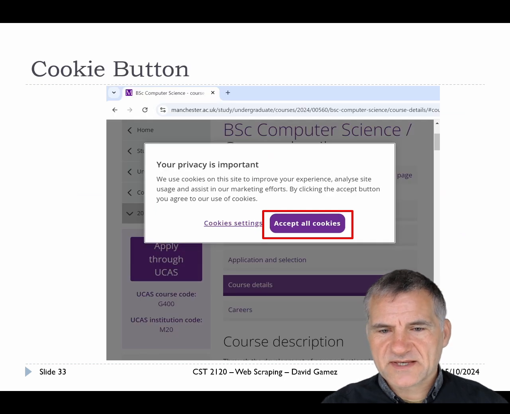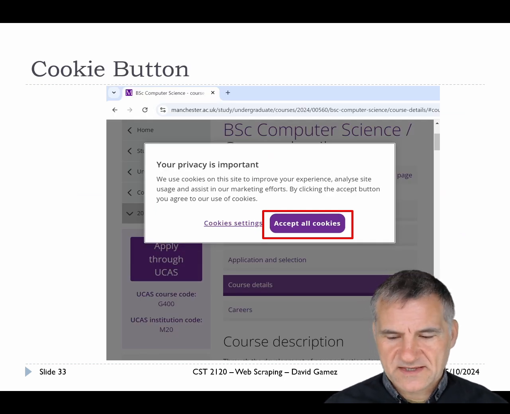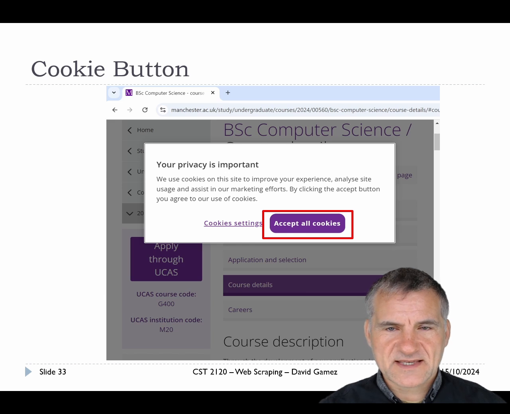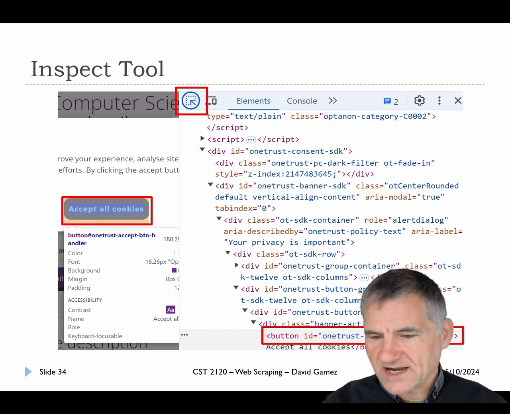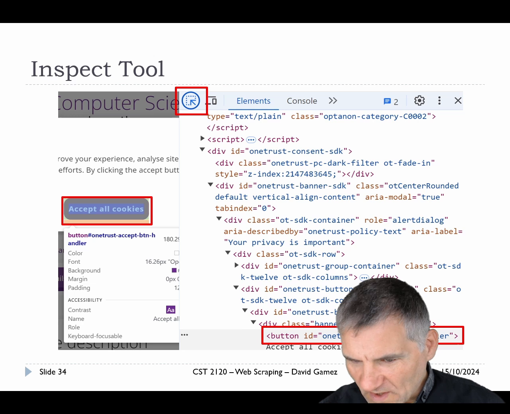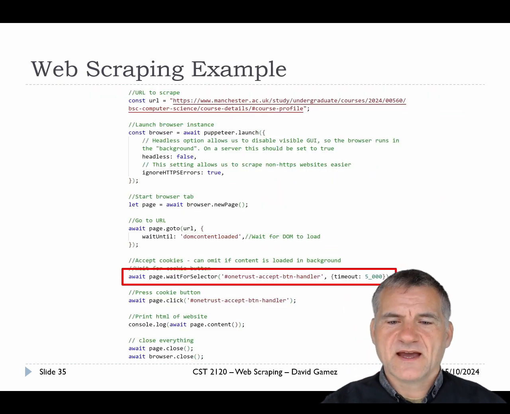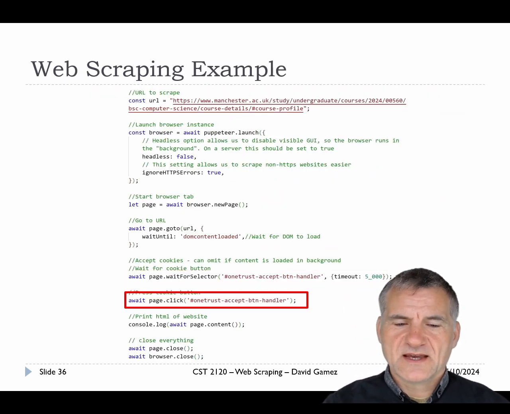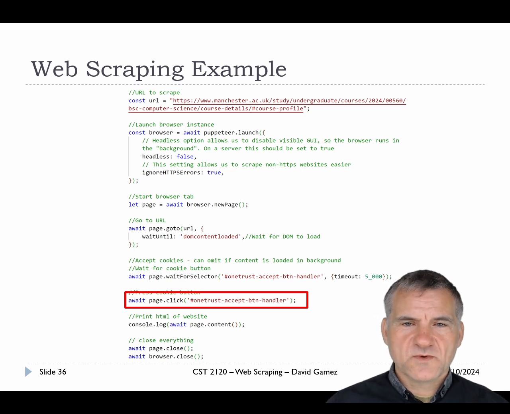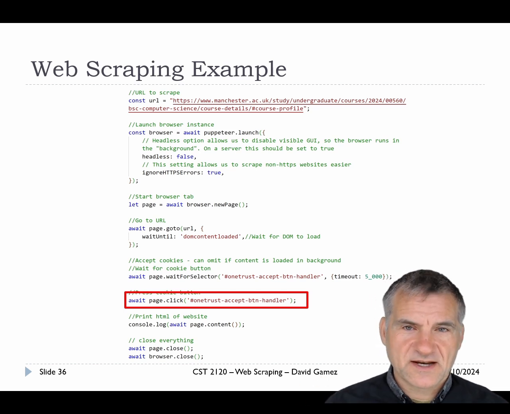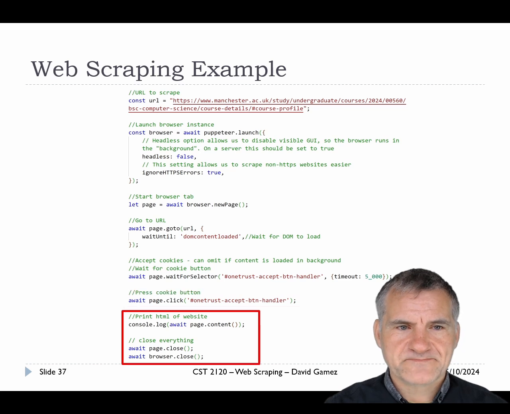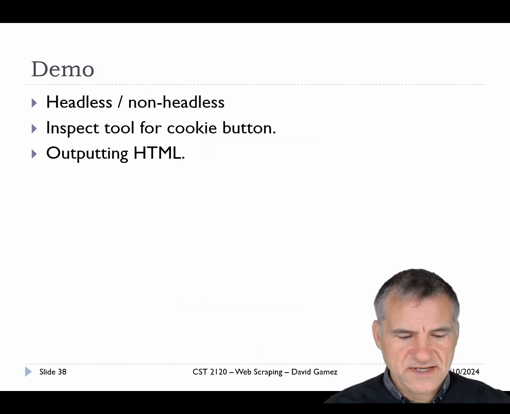To click on that button, and with all web scraping this is the case, we need to figure out a selector that allows us to find that button in the HTML. I'm using the inspector tools here to figure out that the button ID is the OneTrust accept button handle or whatever. Then all I have to do is wait for the selector, and then I can click on it. So with all web scraping, we're figuring out the paths or CSS selectors so we can pick out the elements we want, either to get the data, or to click on buttons, or to enter text, etc. And then I'm logging out the page contents.